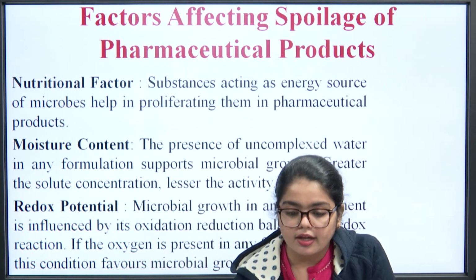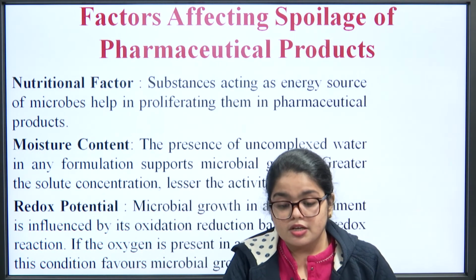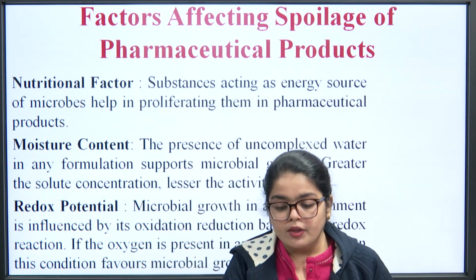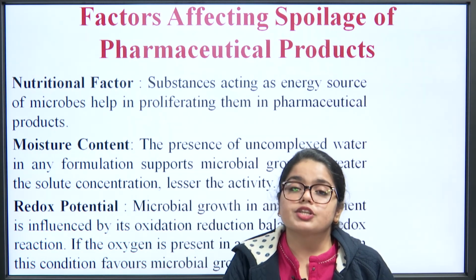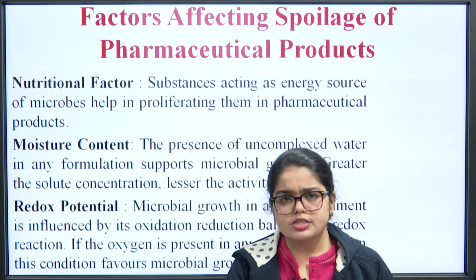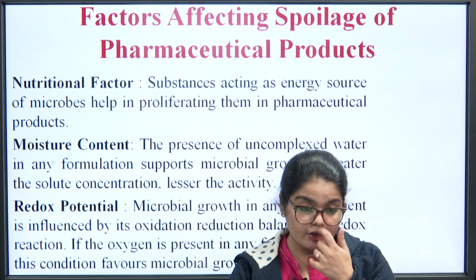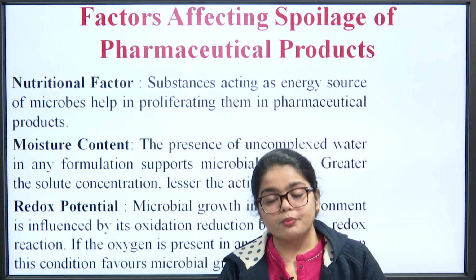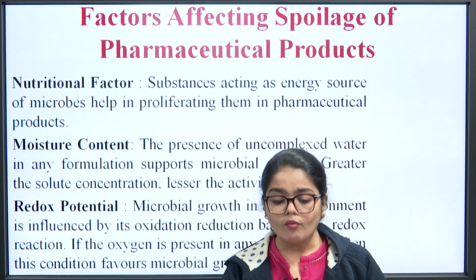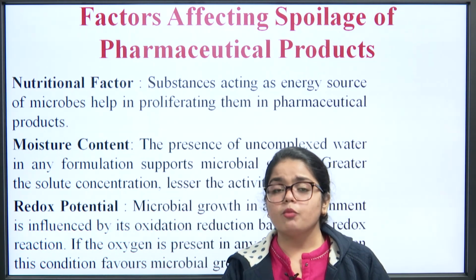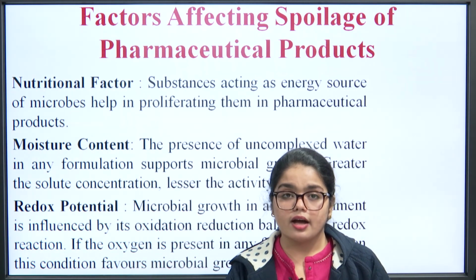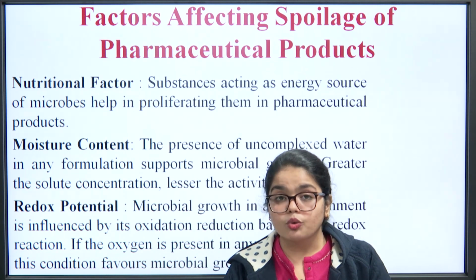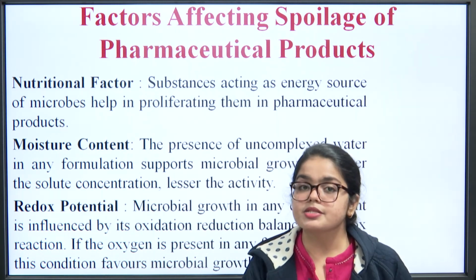Coming to the next slide. So, it says about the different factors that affect the spoilage of pharmaceutical products. First is nutritional factor: the substance or preparation which has most of the energy sources required by a particular kind of microorganism to synthesize their metabolites or to survive would be prone to microbial spoilage. Second is moisture content. If the moisture content in a particular formulation is high, there are many chances that the microbes can grow there.